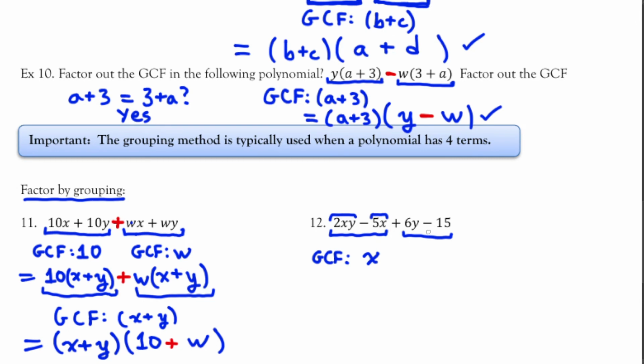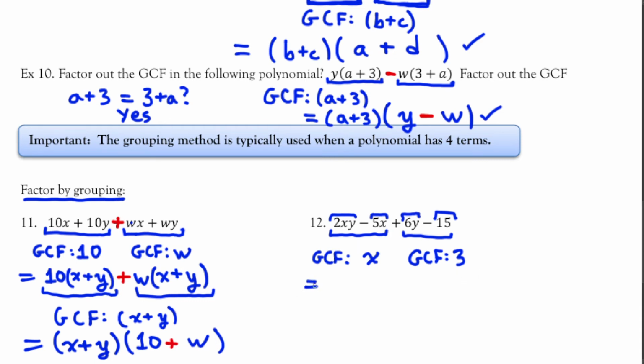How about the second one? These don't look like they have anything in common. One's even and one's odd. Oh, they both have a 3. 6 and 15 are both multiples of 3. So the greatest common factor of these 2 terms is 3.